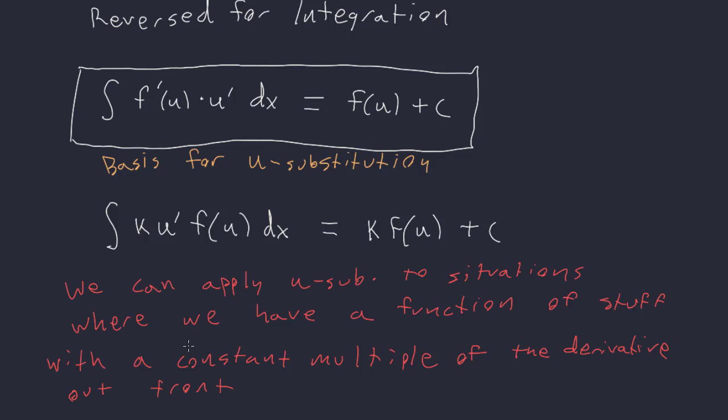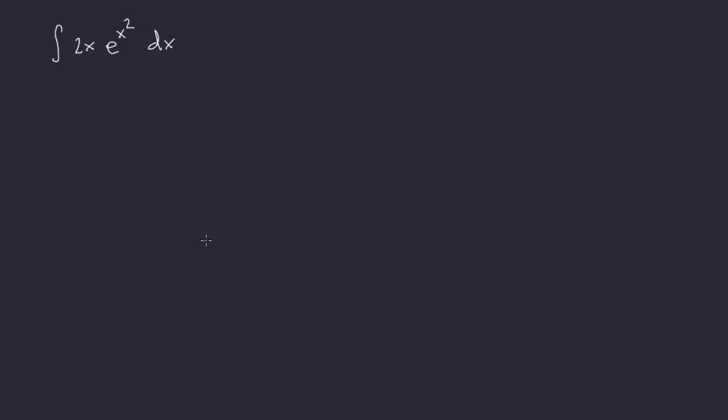All right, so we can apply this u-substitution, or this backwards chain rule, to situations where we have a function of some stuff with a constant multiple of the derivative of that stuff out front. Okay, so if we have an f of u and a u prime sitting outside. I think the easiest way to describe how this works is really just through an example. So let's start with an example of how this would work.